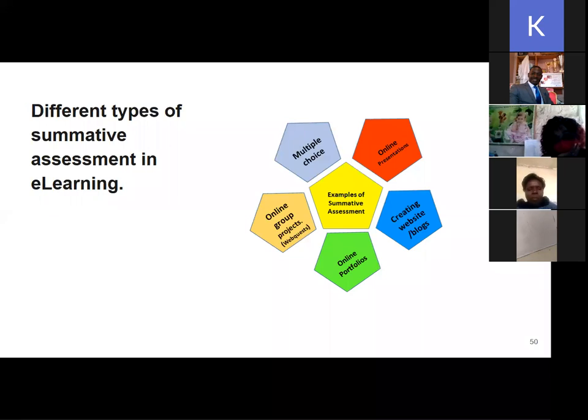So instead of the learners doing an online presentation, you can ask them to create maybe a website or a blog, where the learners are asked to create a site or a blog that covers all aspects of the topic in question. They must put the information they find in their own words and create a design for the site, which also tests their communication and technological skills.